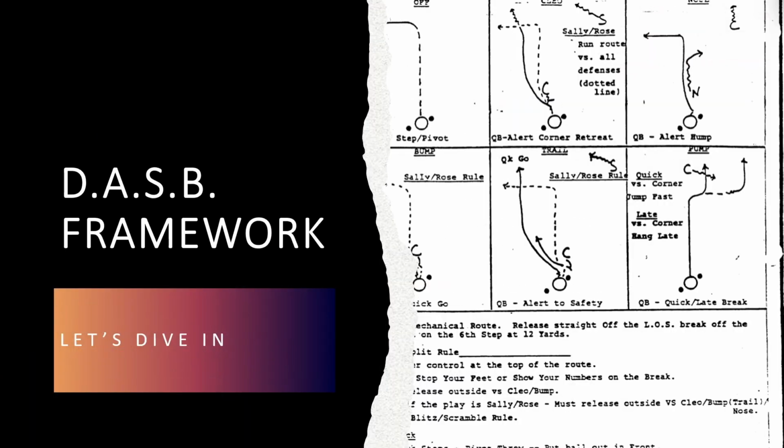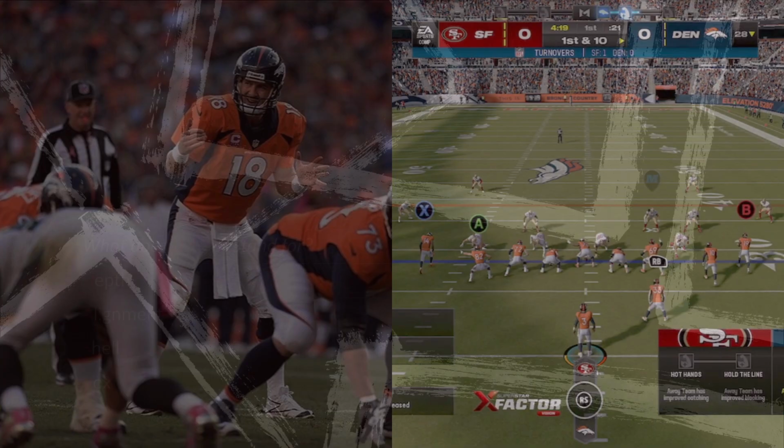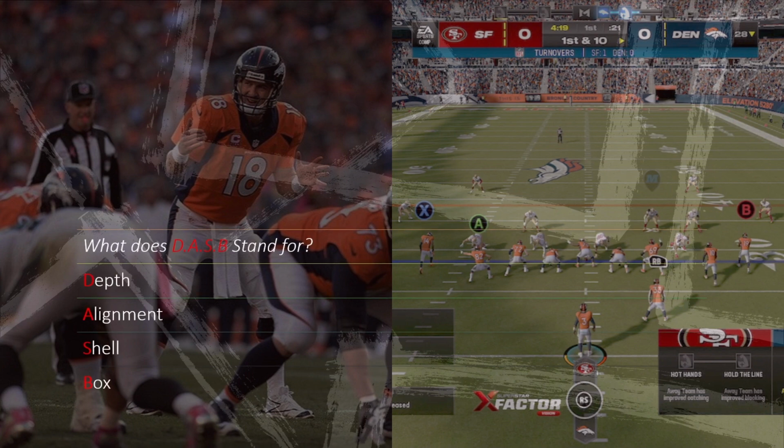And now on to the D.A.S.B framework. A little picture from the 49ers 1982 playbook I threw in there. Route adjustments, not going to go over that, but yeah, future videos, yes. So, what does D.A.S.B stand for? Depth, alignment, shell, and box. And this goes for all offensive players across the board. It's not going to be just the corners, though corners will be the first thing we check out.